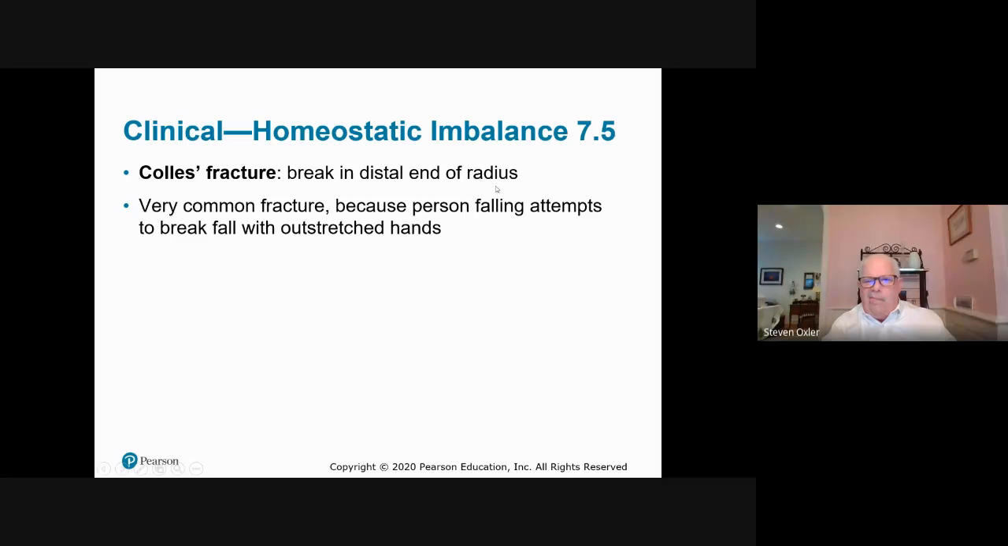A very common fracture in people that have a FOOSH injury, F-O-O-S-H, falling on outstretched arms. Okay, F-O-O-S-H, a very common injury in people that fall and put their arms out to catch their fall. So if you're going to fall, tuck your arms inside. Just fall on your shoulder. Don't fall on your outstretched arm. You'll break your wrist.